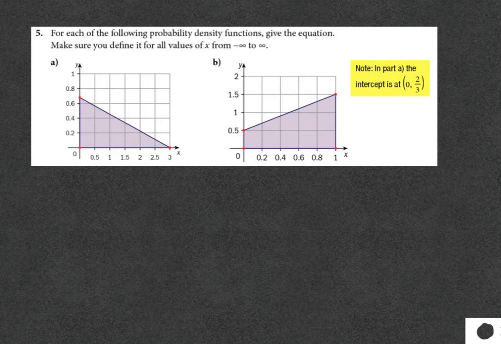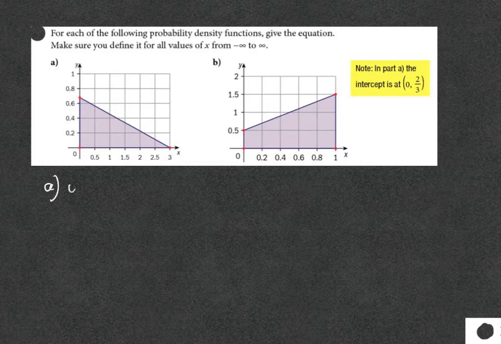We are going to solve two questions from the topic Continuous Random Variables. Please stop the movie and read the question. For each of the following, give the probability distribution function or the probability density function. As I see here in question A, it's a line.